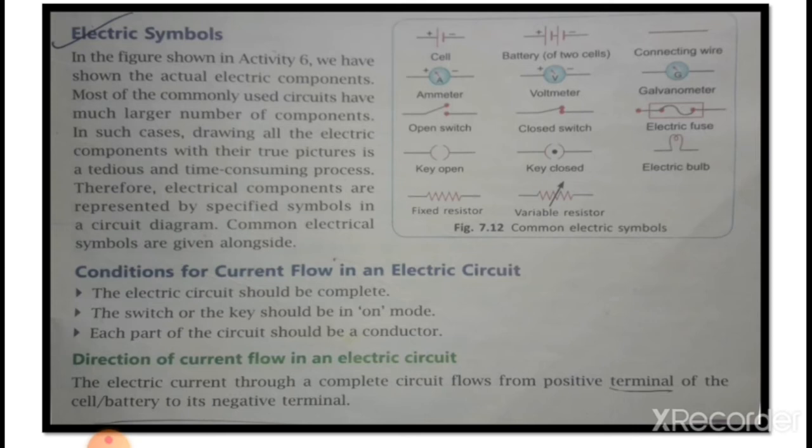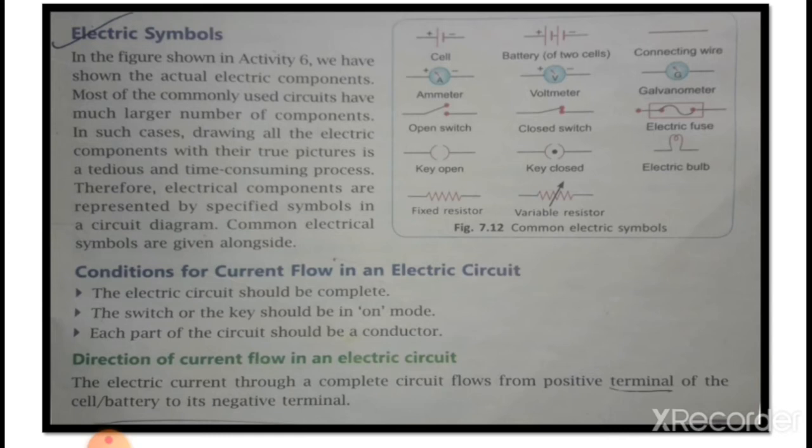So common electric symbols are shown in figure 7.12. A cell, a battery or two cells, connecting wires, a meter, voltmeter, galvanometer, open switch, closed switch, electric fuse, open key and closed key, electric bulb, fixed resistor and variable resistor. So these are the common electric symbols.